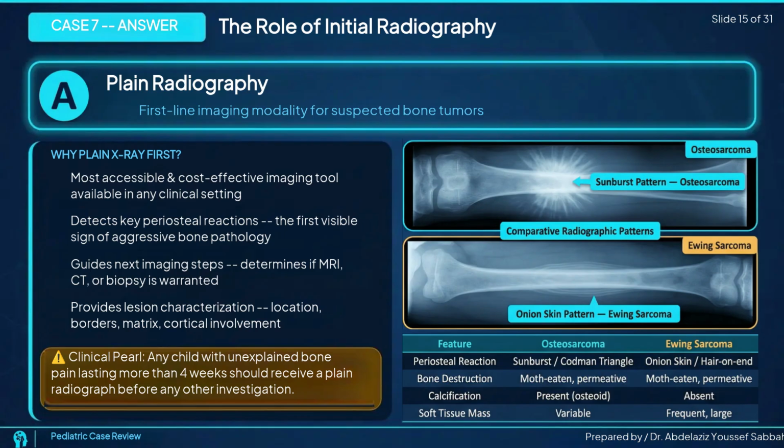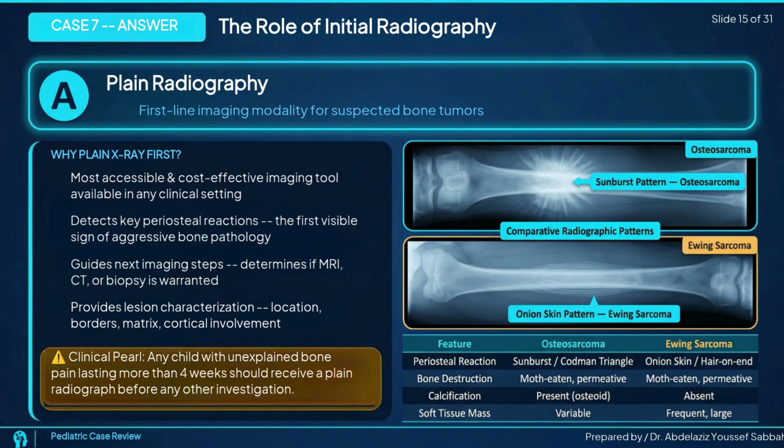The correct answer is Option A. Plain radiography of the affected limb. Plain radiography is the first-line imaging modality for any suspected bone tumor. It is the most accessible and cost-effective imaging tool available in any clinical setting. It detects key periosteal reactions, which are the first visible sign of aggressive bone pathology.